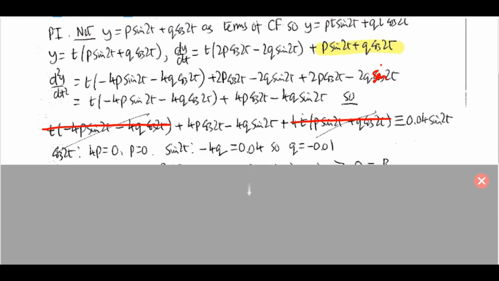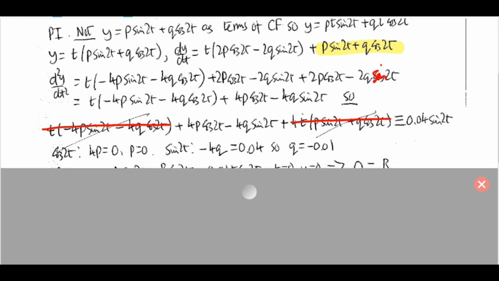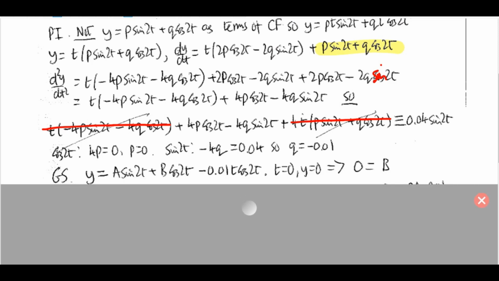If you now compare coefficients, there are no cos 2t terms on the other side. So 4p must be 0, so therefore p must be 0. If you compare coefficients of the sine 2t terms, on the left you get minus 4q is 0.04, so therefore dividing through by minus 4, q is minus 0.01. So here is my general solution.